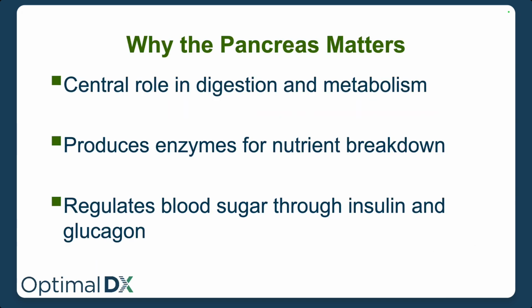All right, so the pancreas has a dual identity. On the exocrine side, it produces digestive enzymes like amylase and lipase that break down carbohydrates and fats, ensuring that nutrients can be absorbed effectively. And then on the endocrine side, it regulates blood sugar balance through the hormones insulin and glucagon. And this balance is essential for stable energy and metabolic health. And dysfunction in either the endocrine or the exocrine side can trigger a cascade of downstream issues, from poor nutrient absorption and bloating to insulin resistance, metabolic syndrome, and even type 2 diabetes.